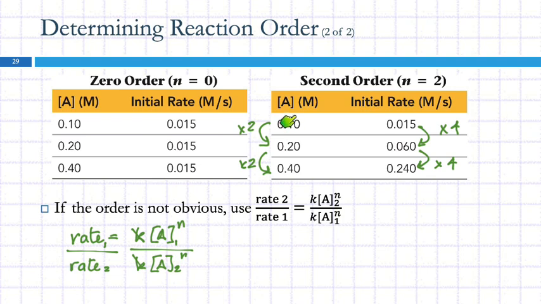So let's use this one and the bottom one. So this will be the first one. The rate is 0.015 molarity per second, and that equals the concentration of A, 0.10 molar raised to the n power.